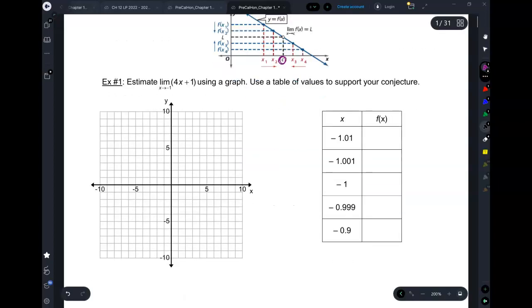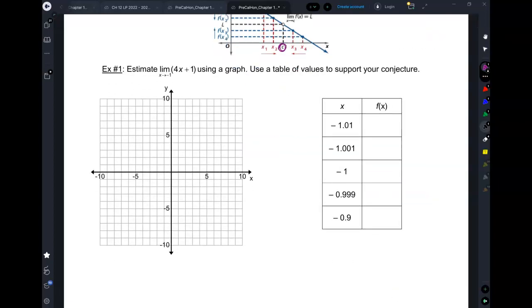So let's take a look at this function for a minute. This is the limit as x approaches -1 of 4x plus 1. We're going to estimate this using a graph. So let's go ahead and graph 4x plus 1. We know how to do that. 1, 2, 3, 4 over 1.